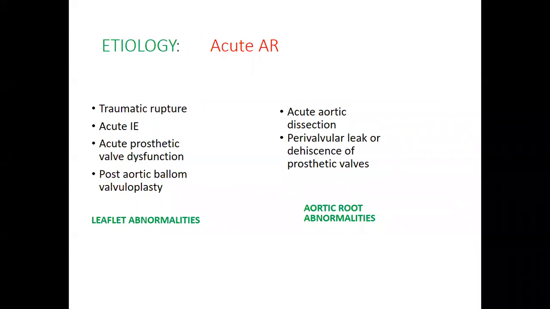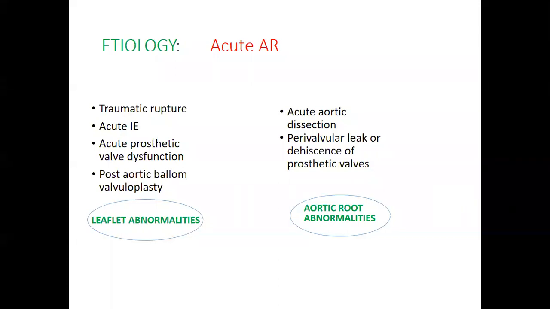As far as acute AR is concerned, again, I have divided the causes of acute AR into aortic root abnormalities and leaflet abnormalities. Among the patients who have leaflet abnormalities, there is traumatic rupture, acute infective endocarditis, and acute prosthetic valve dysfunction. If a patient has previously undergone aortic valve replacement with a prosthetic heart valve, this can dysfunction and present with acute regurgitation.